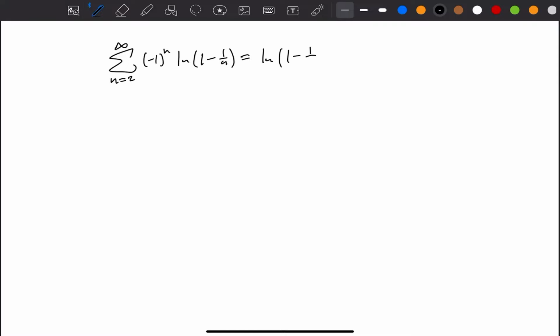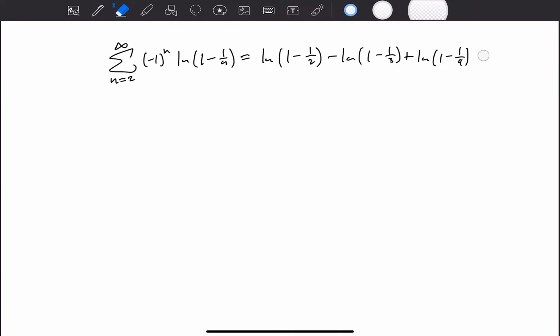Natural log of 1 minus 1 over 2, and hopefully this will make the next step a little bit more clear. So we have 1 minus 1 over 4, and then minus natural log of 1 minus 1 over 5, and so on. So recall this fact here.